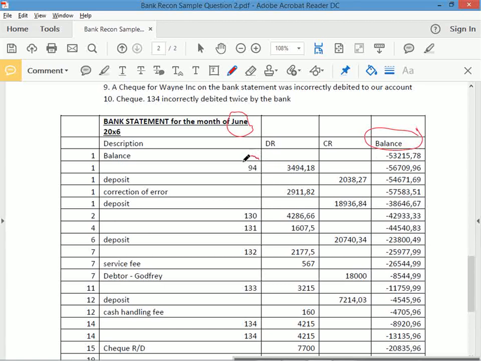There's the first amount, 94. We can see it's a debit. So most likely this is going to be a payment or a check. Okay, so whose books are we looking at? The bank's. I want to confirm, are both of us on the same page? Meaning, do both of us show a payment of 3,494.18?